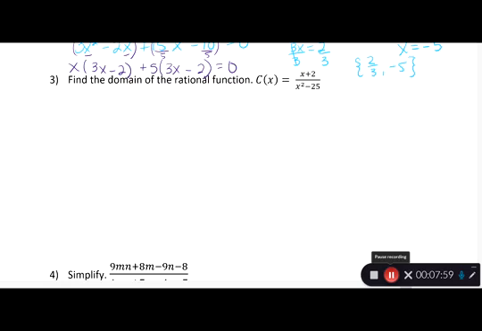Okay, so looking at number 3, it says find the domain of the rational function, and then it says c of x equals x plus 2 over x squared minus 25. So I'm just going to go ahead and rewrite this. C of x equals x plus 2 over x squared minus 25, right? And so this is my rational function, and when we're talking about a rational function, it's something that's a fraction, right? And so when you're looking at this kind of a function and you're trying to talk about domain, you're saying, what can x not be? What can I not get from my x, right?